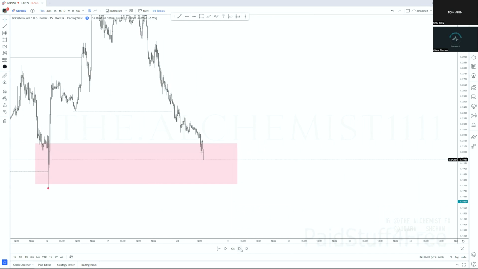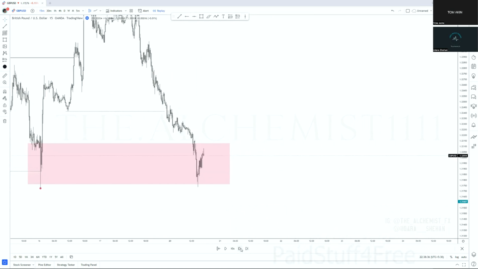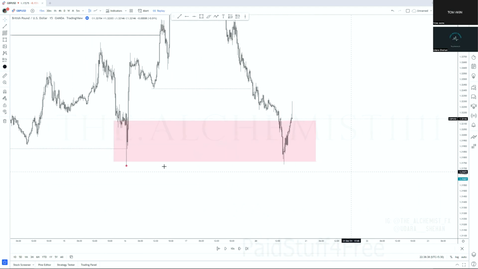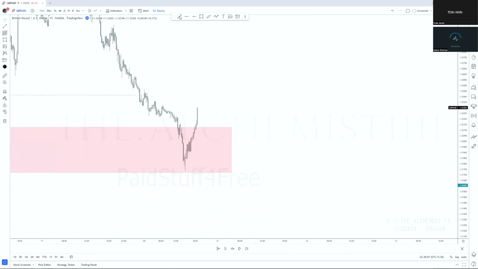So let's wait. Nothing yet. Nothing yet. And there comes the buy. See that? It never went below the low. Never went below the strong low. Can you see that? And then we got these bullish breakouts.